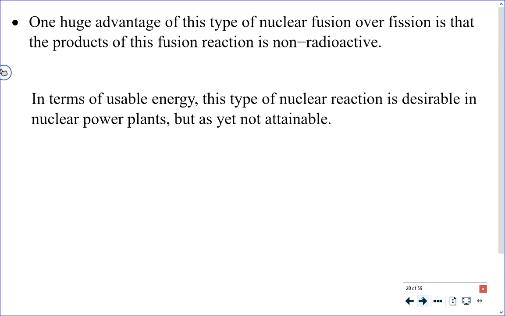In terms of usable energy, this is the type of nuclear reaction that we would like to use in power plants because it's clean. It is perfectly clean. There is nothing at all harmful produced in nuclear fusion. In fact, as I've already said, this is where we get all of our solar energy from. Really, the sun is a natural nuclear fusion power plant. It's not yet attainable, though.